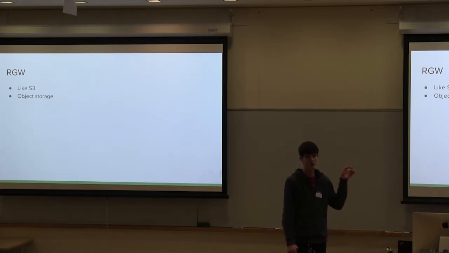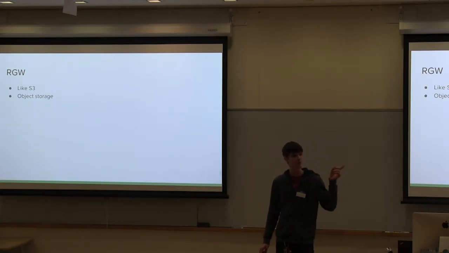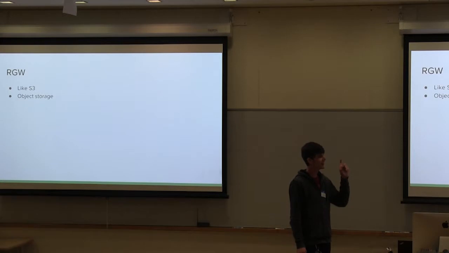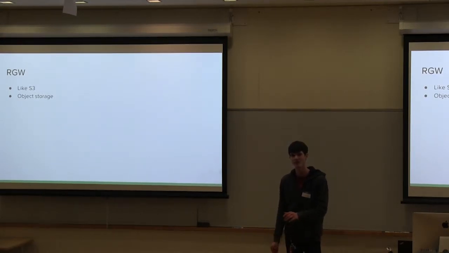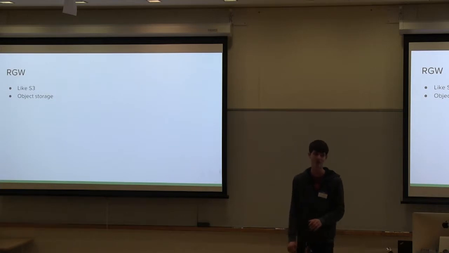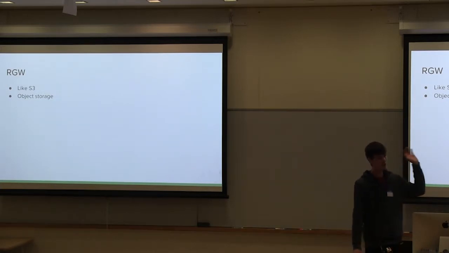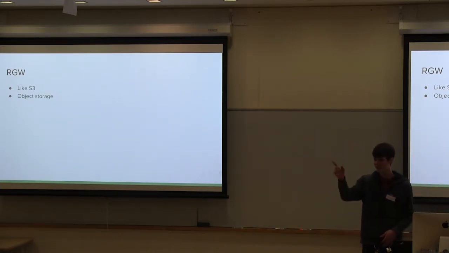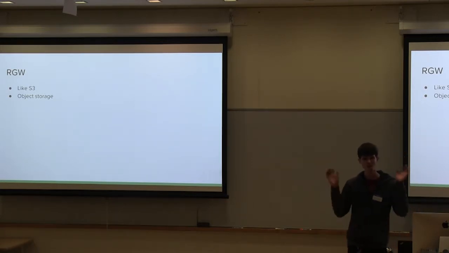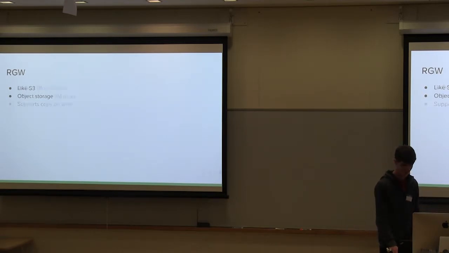Also works with OpenStack, or used to work with OpenStack Swift API. I don't know how well supported that is anymore. I heard talk that it wasn't really well supported anymore. But yeah, so RGW, we're getting to your block device thing. RGW just looks like S3. You throw a file at it, it breaks it up into smaller files that you can write to Rados.